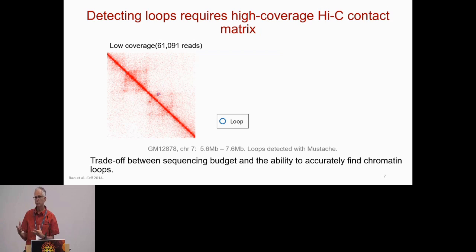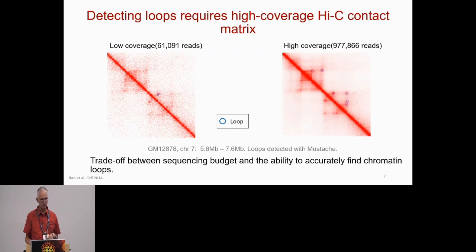And in fact, people didn't really describe loops until, well, I typically think of it as the 2014 paper by Rao et al. from Erez Lieberman-Aiden's lab. So the original paper came out in 2009, although I noticed Jian had a loop citation from 2013, so maybe they were talking about it a little before then. And the point is, if you look at this Hi-C matrix, I don't know if you can see it, but there's a little circle over here that corresponds to a loop, but you can see it's kind of hard to see. And then if you take that same data and you sequence it more deeply, then the loops start to become apparent, which is partly why they didn't really get described in the literature for 5 years, because the original Hi-C matrices were all low depth matrices.